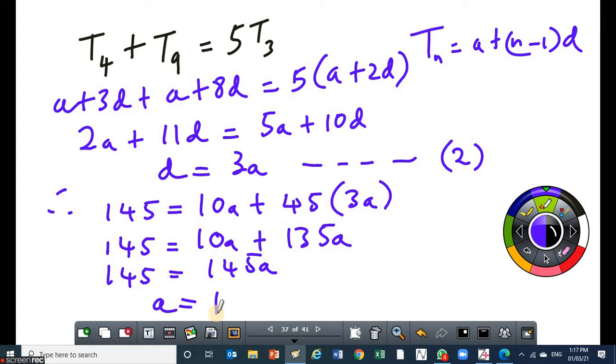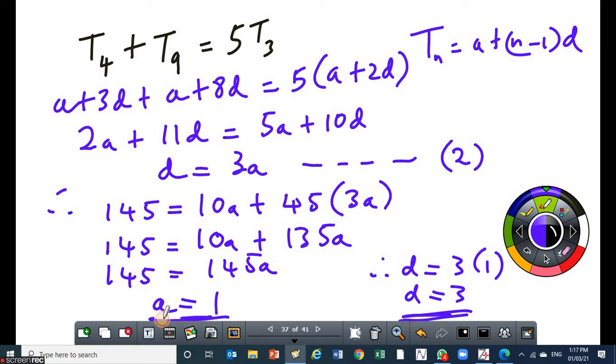If a is 1, it therefore means that d is going to be 3 times 1, which gives you d equal to 3. So those are your two answers. Remember, d is equal to 3 times a.